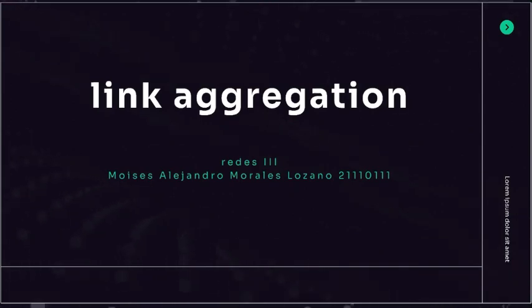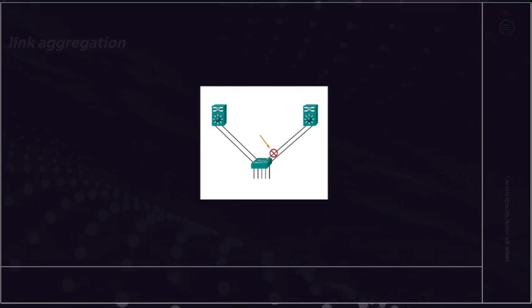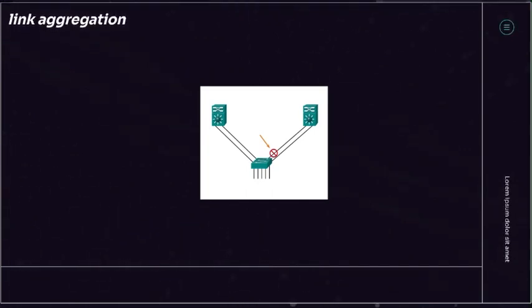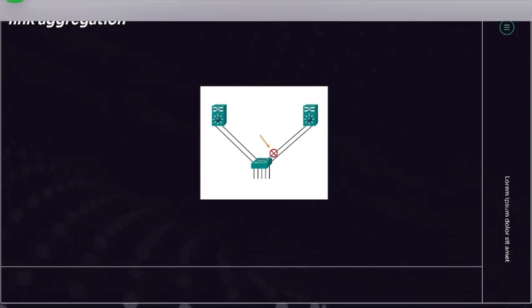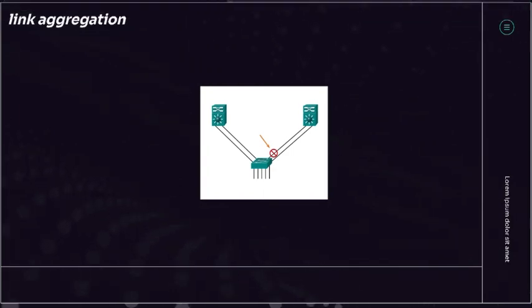Alright, this is the introduction. Link aggregation is the ability to create a single logical link using multiple physical links between two devices. This allows load sharing across the physical links rather than having STP block one or more links. EtherChannel is a form of link aggregation used in switched networks.